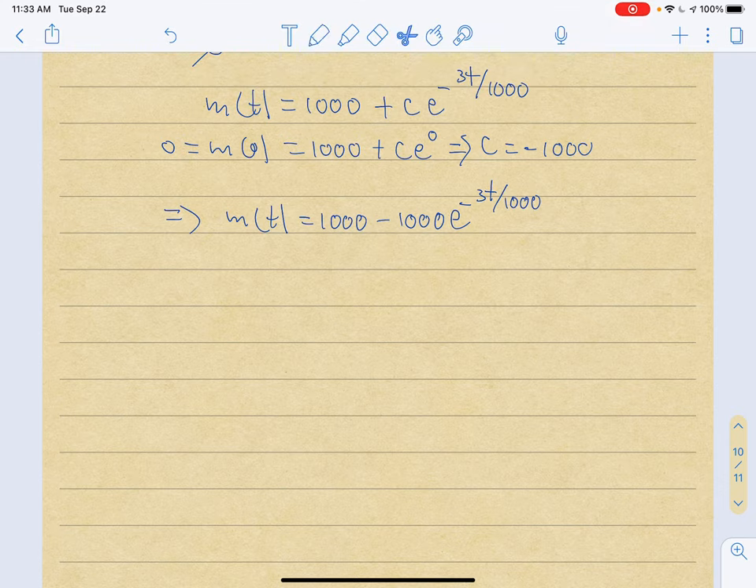Just to verify, if t is equal to 0, then the exponential is 1, mass is 0, as it should be. And when t is infinity, all of this is gone, and you have 1,000 grams remaining in the tank.